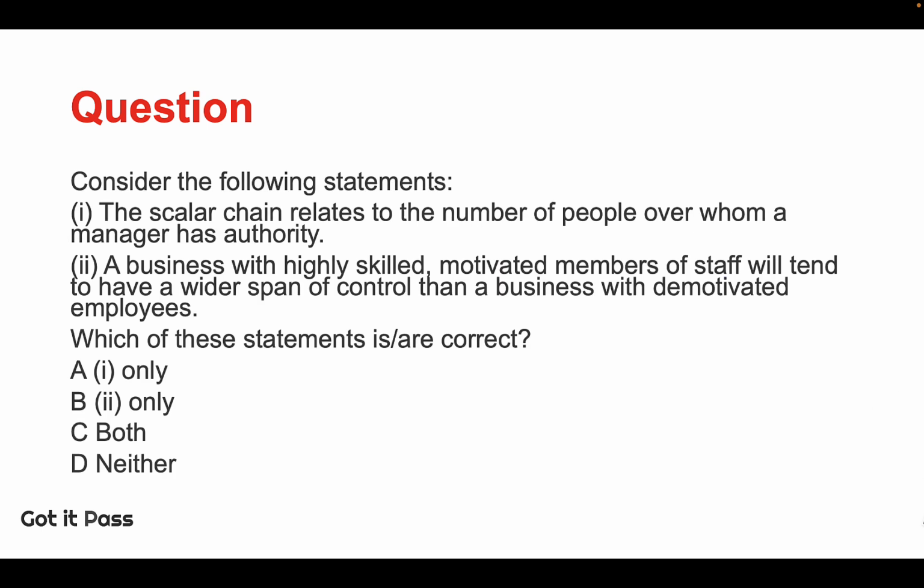The second question here, there are 2 statements. So which one is correct, or all of them are correct, or none of them are correct? The first statement, the scalar chain relates to the number of people over whom a manager has authority. And the second statement is a business with highly skilled, motivated members of staff will tend to have a wider span of control than a business with demotivated employees.